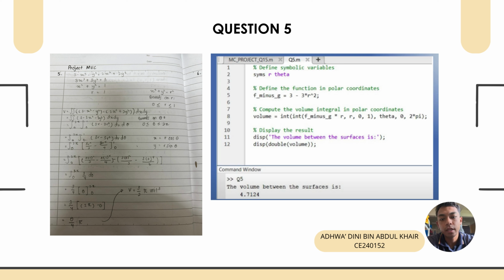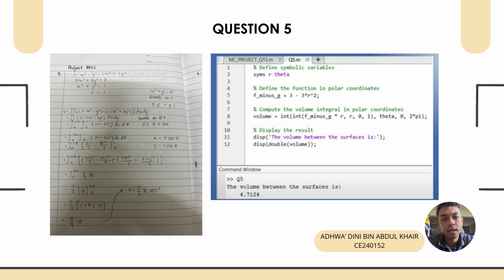Hello everyone, today I will present the solution to question 5 from our MVC project, in which we compute the volume enclosed between two surfaces both by hand and by verification in MATLAB. First, the manual solution. We are given two surfaces. The upper surface is z equals 3 minus x squared minus y squared, and the lower surface is z equals 2x squared plus 2y squared. We want the volume between them.